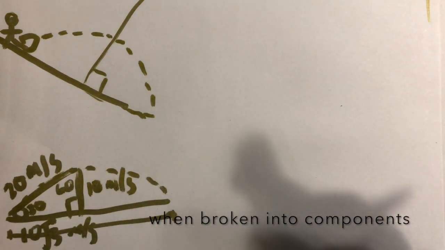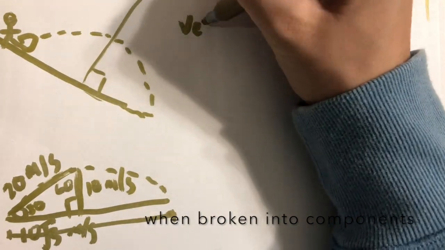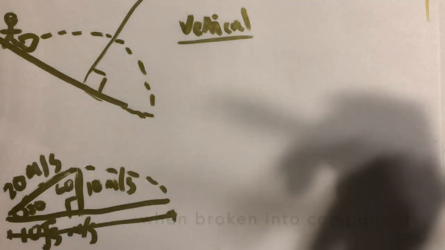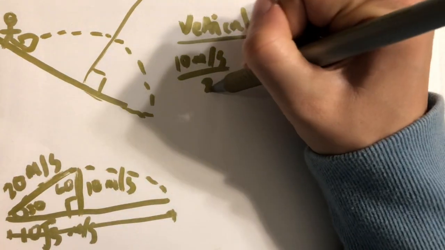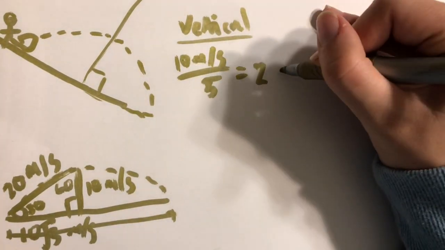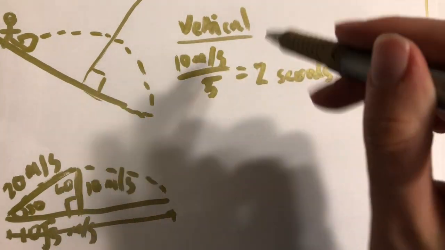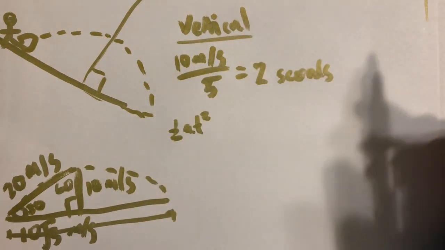So in order to find the total time in the air, we do this really easy thing for our vertical speed, or velocity, in which we take that 10 meters per second and divide it by 5, and that gives us 2 seconds in the air because of the entire 1/2 at squared equation.